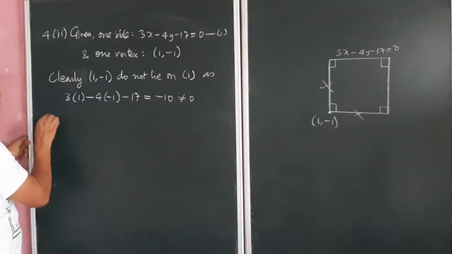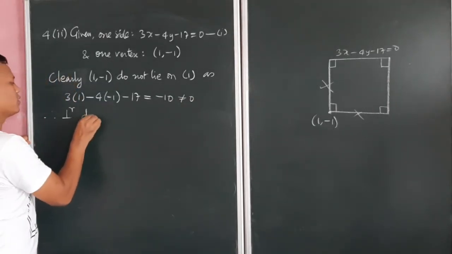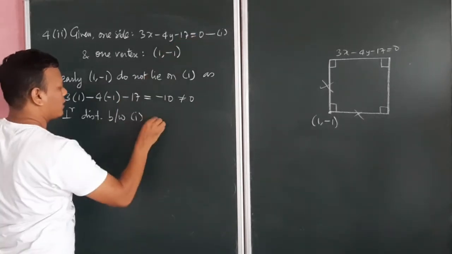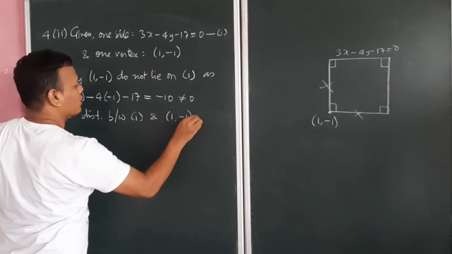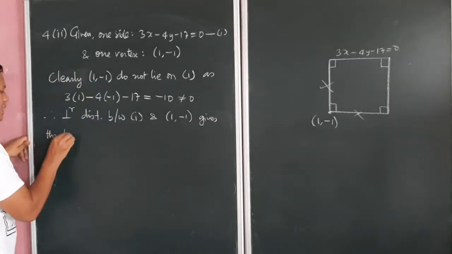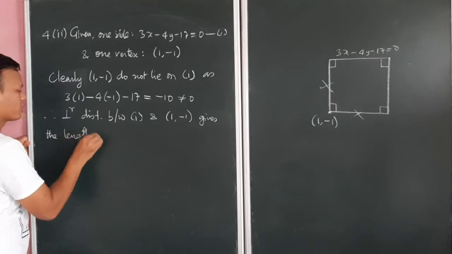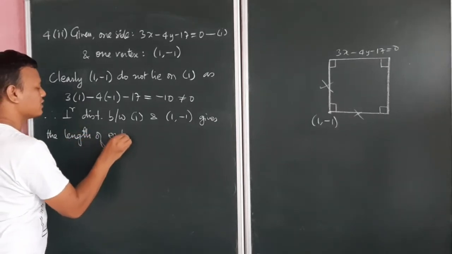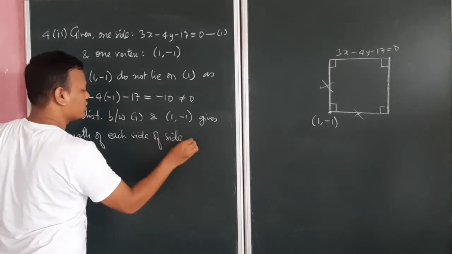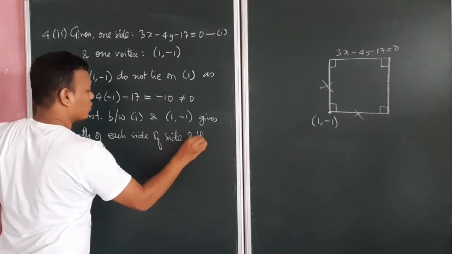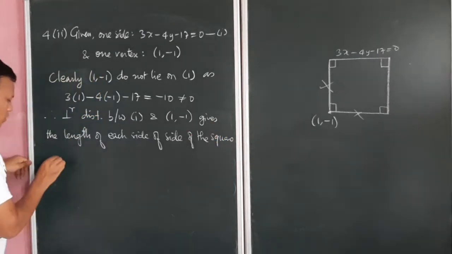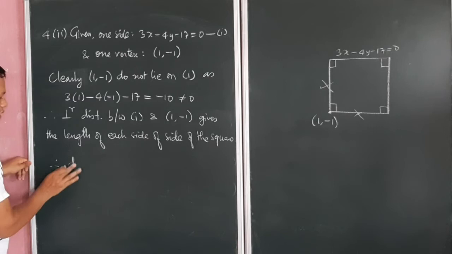So therefore the perpendicular distance between 1 and 1 comma minus 1 gives the length of each side of the square, right? So it gives the length of each side of the square. So therefore let us calculate what is each side, or you can call this as d.